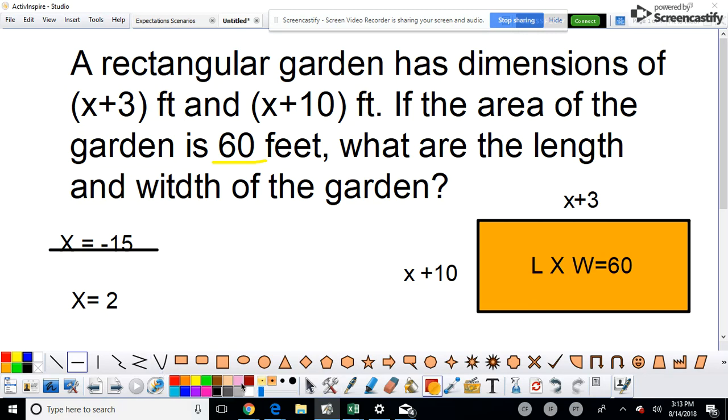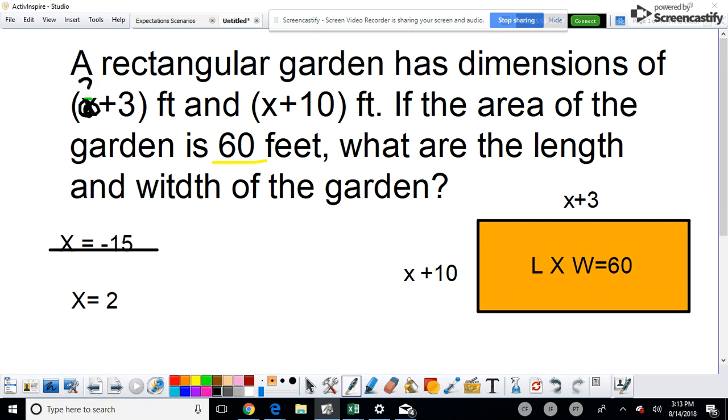So now that I know that x equals 2, I can scratch that out and put in a 2. And that's going to be 5. Well, I guess I'll do it here. If I scratch out the x, put a 2, that means this equals 5. And I scratch out that x and put another 2, that means this side equals 12 feet. Now, I've solved it. I've got my length is 5 feet and my width is 12 feet.